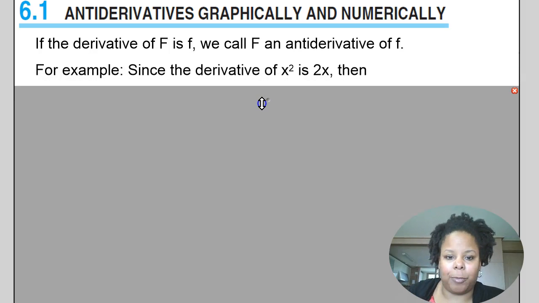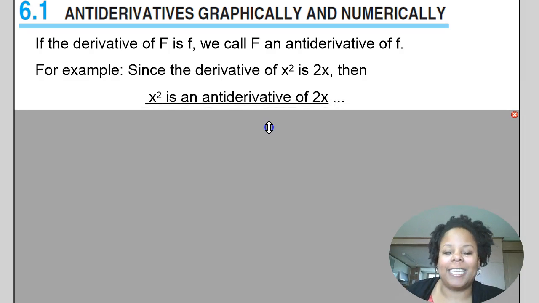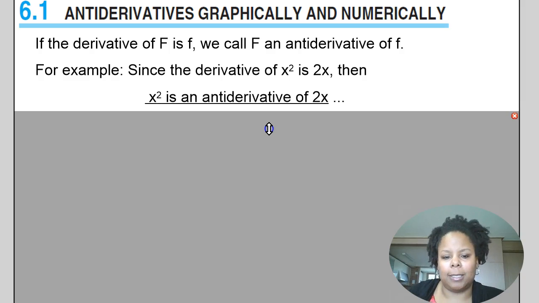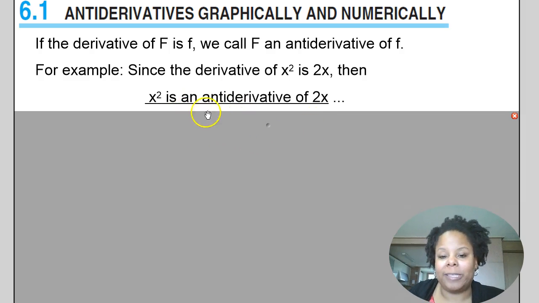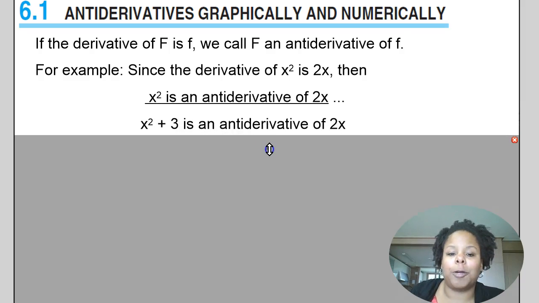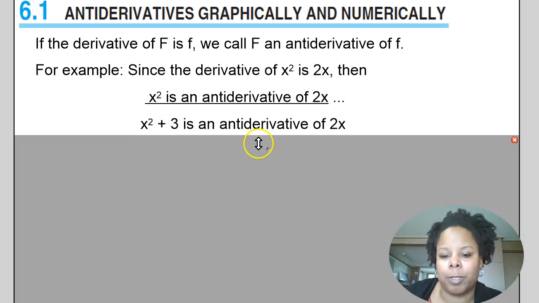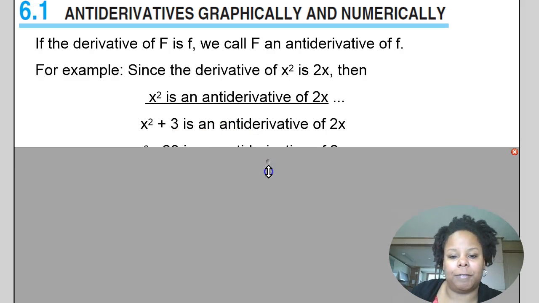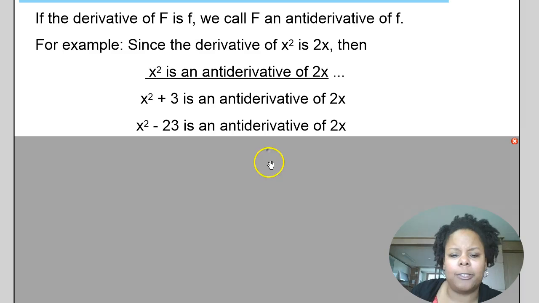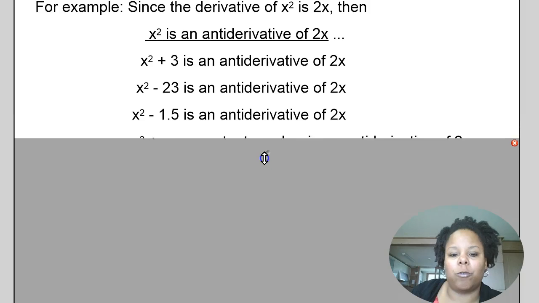So for an example, the derivative of x squared is 2x. So then that would mean that x squared is an antiderivative of 2x. Because when I take the derivative of x squared, I get 2x. But if you notice, I said is an antiderivative, which means it's not the only one. X squared plus 3 is also an antiderivative of 2x because when I take the derivative of x squared plus 3, I get 2x. So x squared plus 3 is an antiderivative of 2x, as well as x squared minus 23, as well as x squared minus 1.5, and so forth and so forth.